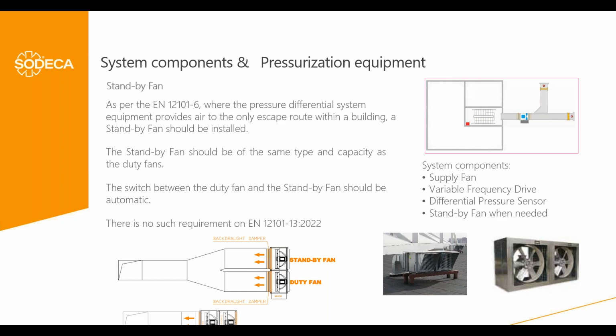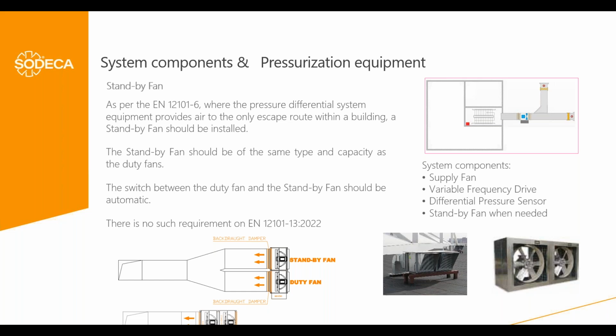Okay. Other parts to be considered regarding the equipment are the standby fan. In the old Part 6, it was mentioned that if there was only one staircase in the building, it was necessary to have a standby fan with the same characteristics as the main fan, and the commutation in case of failure of the main fan had to be automatic. In the new Part 13, there is no such requirement, because it was considered that the fans we use are robust and don't have this risk of failure. It is not a requirement, but it's a good practice if the designer or the installer wants to provide a standby fan.